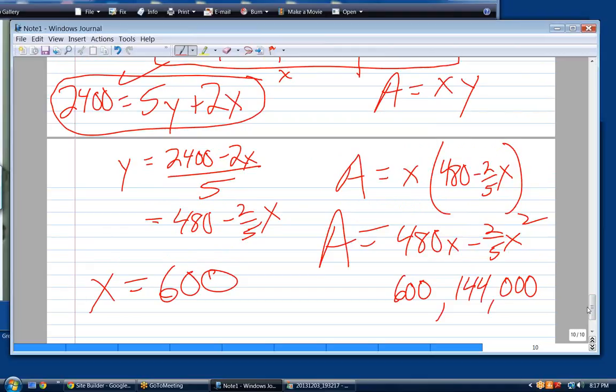So actually, can you read Y off there? Well, you got Y. No, Y is the area. We need the dimensions, so you got to go back to this formula, substitute 600 for X, and solve for Y.